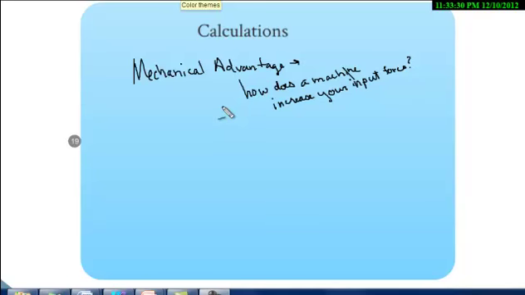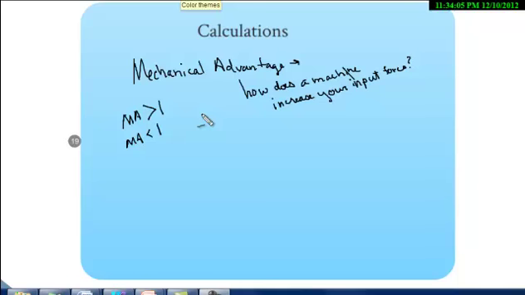So if your mechanical advantage is greater than 1, then that means that it will multiply the force you put in. So if you put 10 newtons in and you get 20 newtons of force out, that's a mechanical advantage of 2, greater than 1. If you have a mechanical advantage of less than 1, then that means it actually decreases the amount of force. So if you put in a force of 10 newtons, you might only get a force of 5 newtons out.